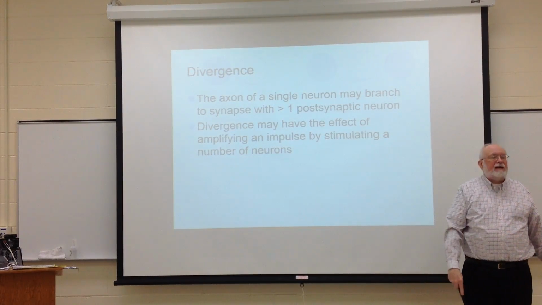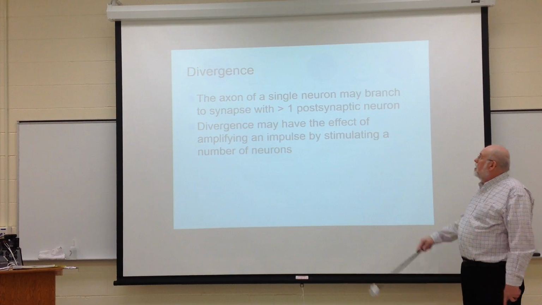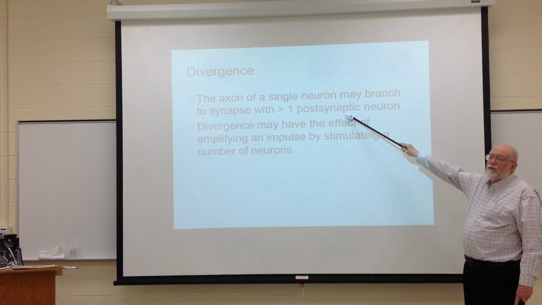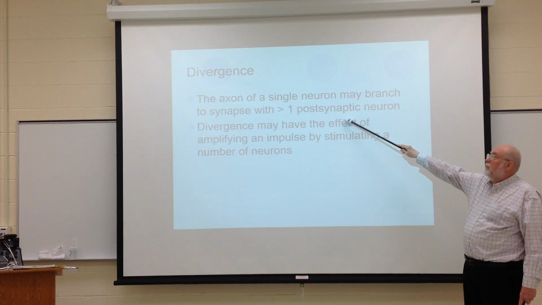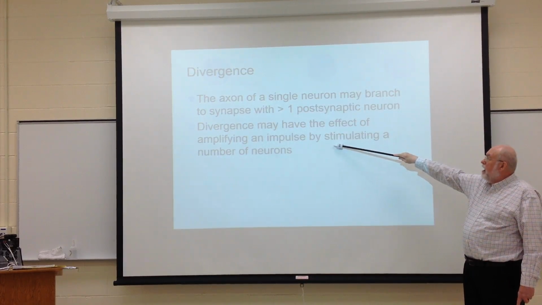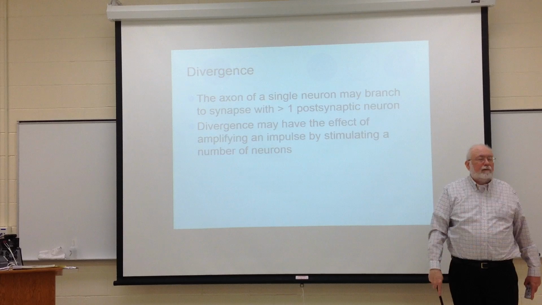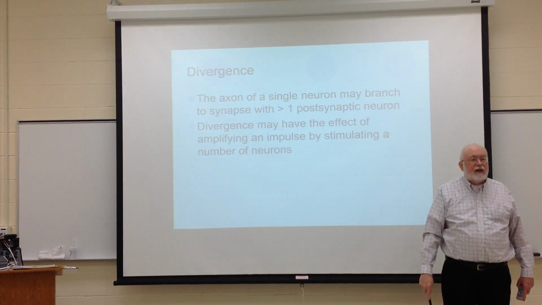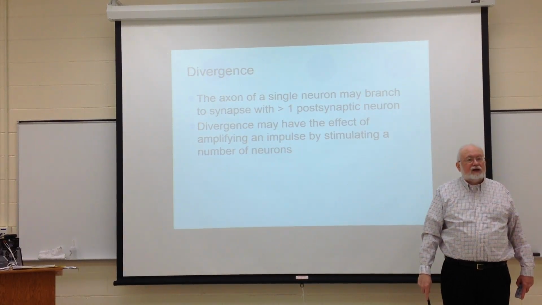Divergence: the axon of a single neuron may branch and synapse with more than one postsynaptic neuron. All right, divergence can have the effect of amplifying a response because it can get several postsynaptic neurons to generate an action potential.